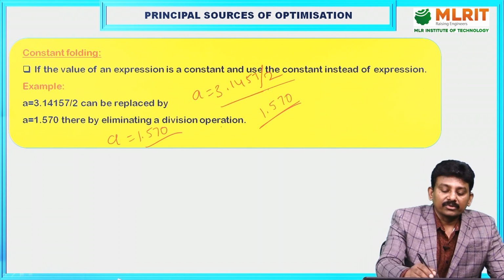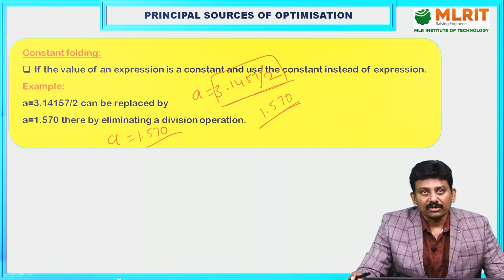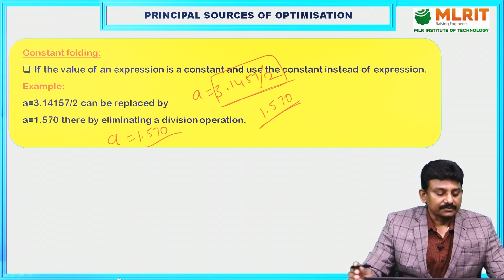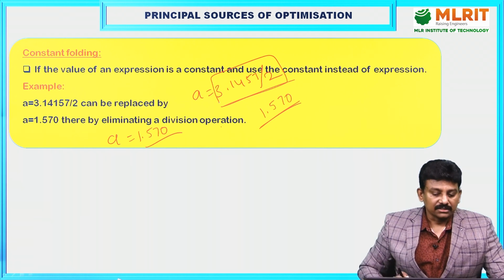So we can assign directly a is equal to 1.570, thereby eliminating a division operation. Division operation will take more time for computation. So, instead of using divisions for constant expressions, we can directly use the result, that is constant folding.